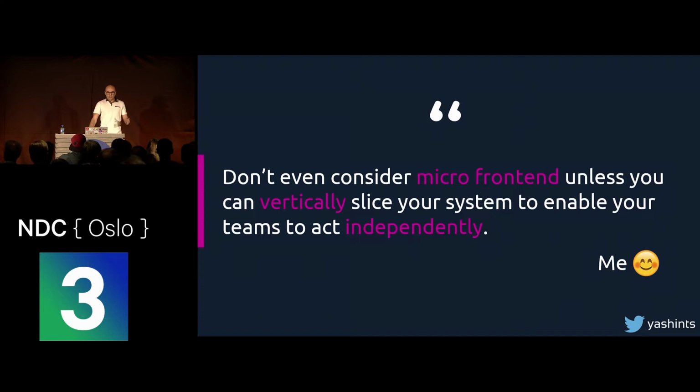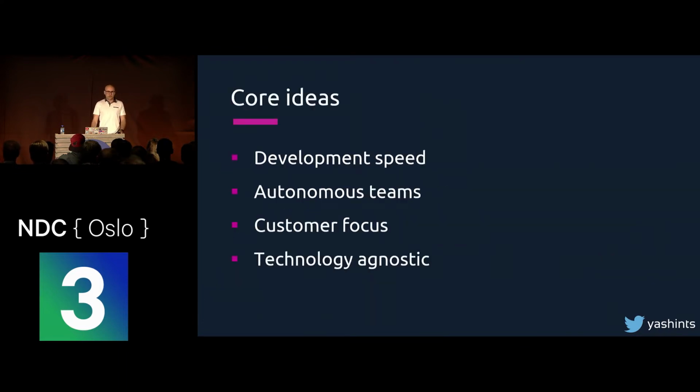So what are the core ideas behind macro frontend? The first one is development speed. You want to deliver features or fix bugs really, really fast. You don't want to, for example, wait for a deployment every quarter or something to be able to deliver a new feature. So this is the very important one.